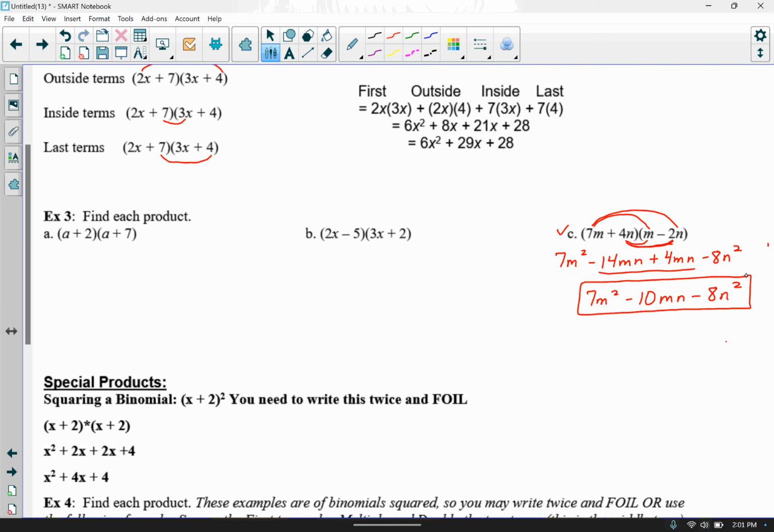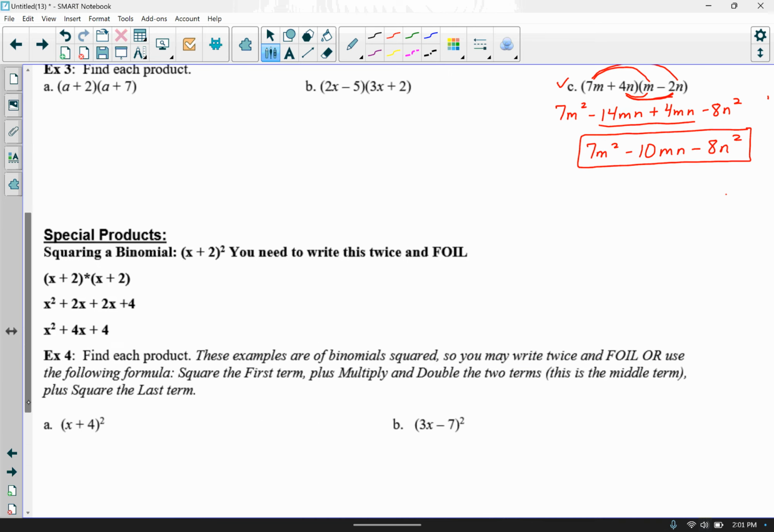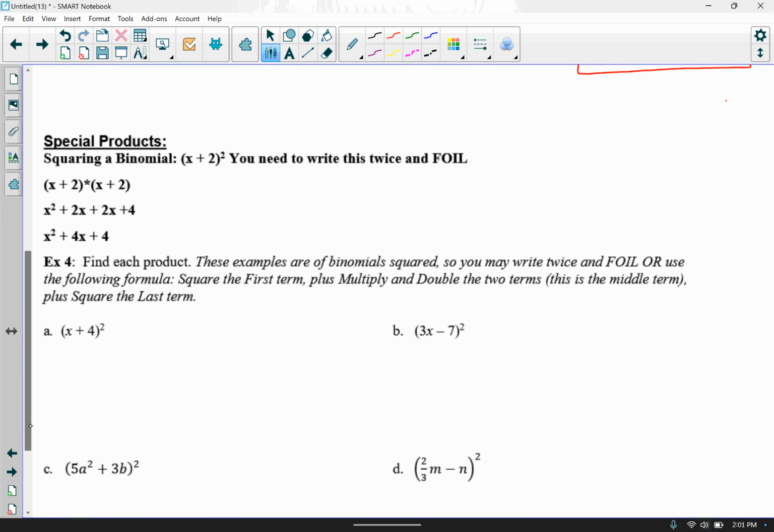Okay. All right, let's talk about some special products. The first one is squaring a binomial. So whenever you see this notation here of x plus 2 squared, what that means is to take x plus 2 and write it times itself, or write it 2 times and then FOIL. Okay, write it twice and FOIL it. If it was raised to the 3rd power, then I'd write it 3 times and multiply it out. Okay, so that's all that I've done here: x plus 2 squared means to write it twice, and then I'm going to FOIL it.